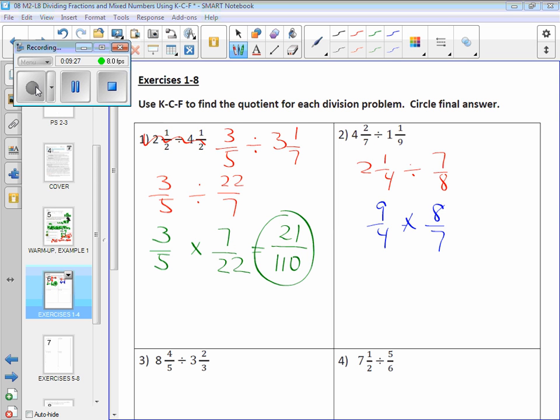Which pair, the 9 and the 7 or the 4 and the 8? Abby? What number goes into both 4 and 8? Hold up the 4 fingers. 4 goes into 4 how many times? 4 goes into 8. And now you multiply across. 9 times 2? 1 times 7? Top heavy, yes or no?